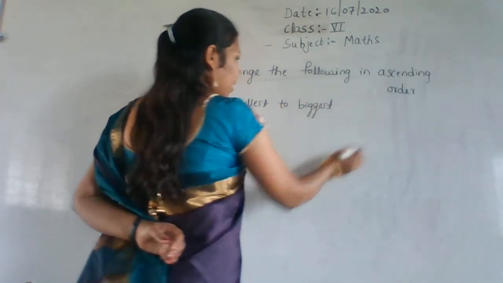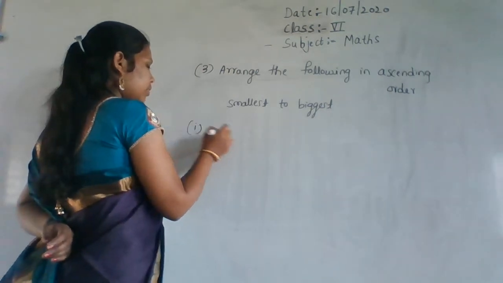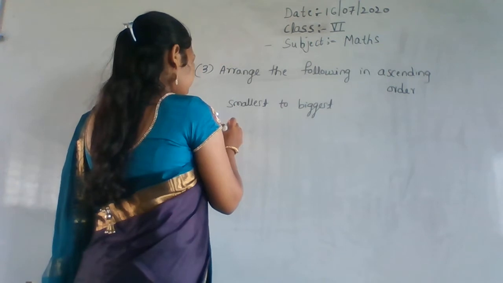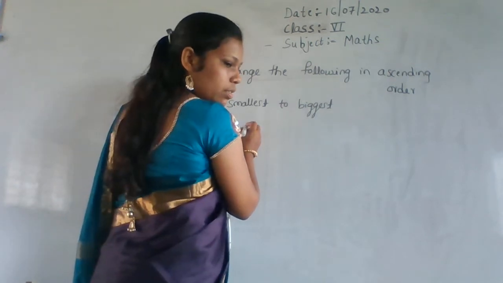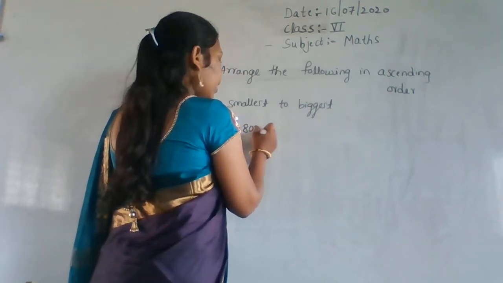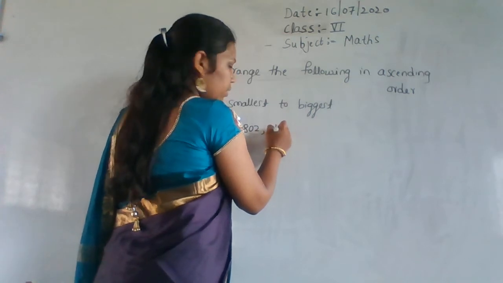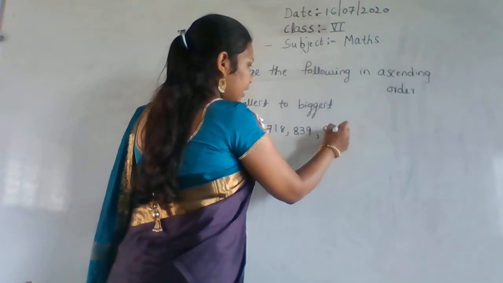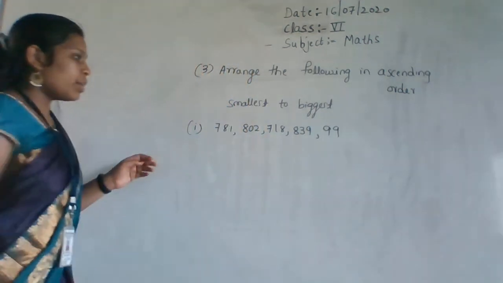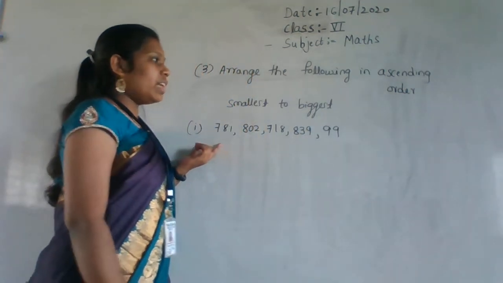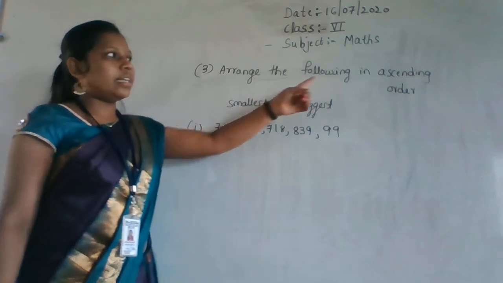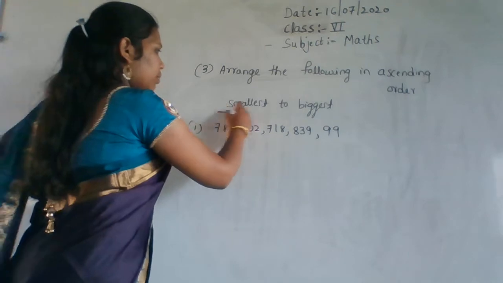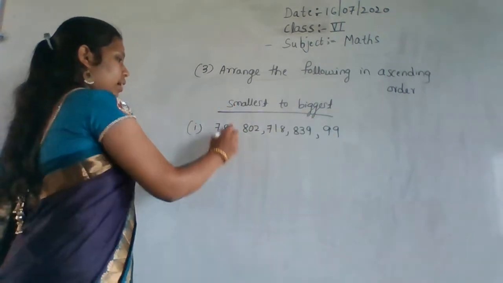I show one as an example and the others you have to do in your home. What is given in the first question? 781. Next number is 802, then 718 and 839. After that they have given 99. So this is the question. We have to write it in ascending order. How to write it in ascending order? It is nothing but smallest to biggest number.